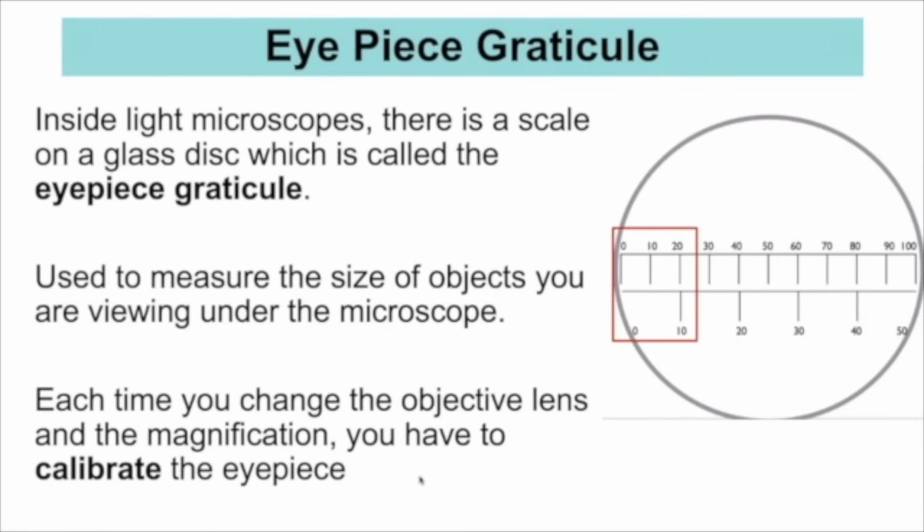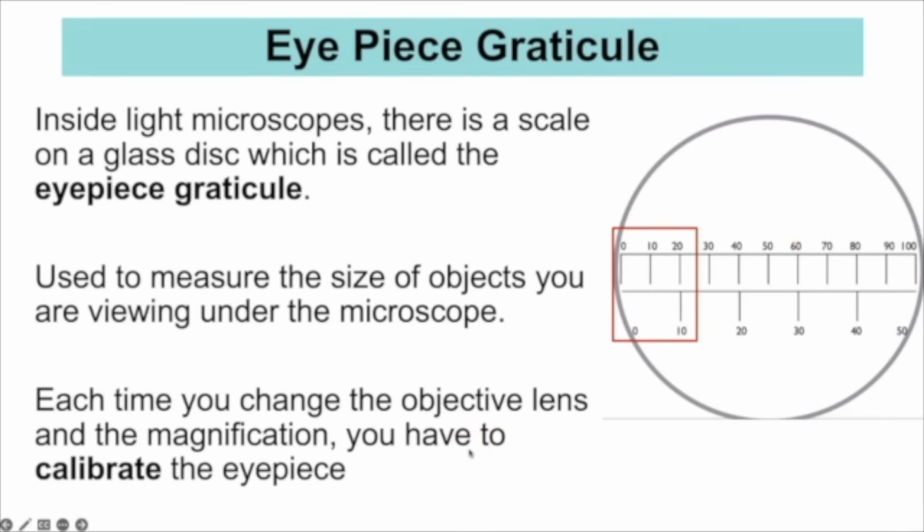Next, we move on to this math skill, the eyepiece graticule, and calibrating it. So inside a light microscope, in the eyepiece, there is actually a scale that you can insert on a glass disc, and that is what the eyepiece graticule is. And the point of it is that when you look through the microscope, you can use that scale to measure the size of the object you're looking at.